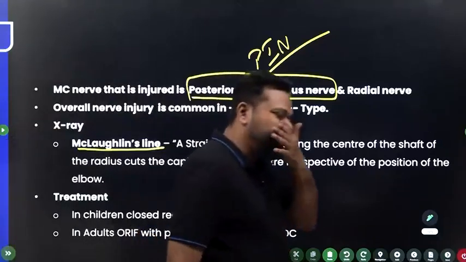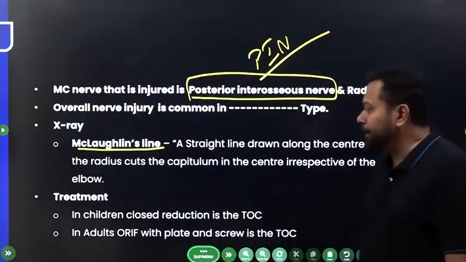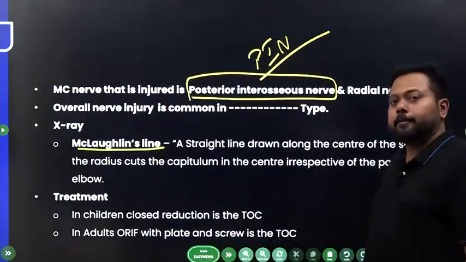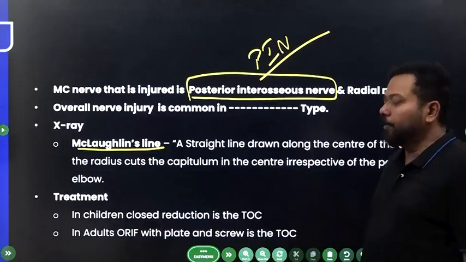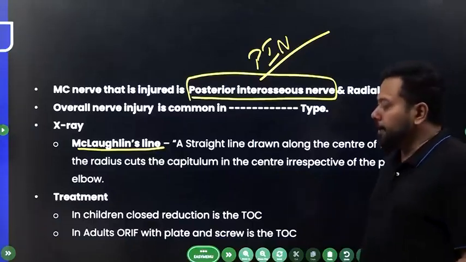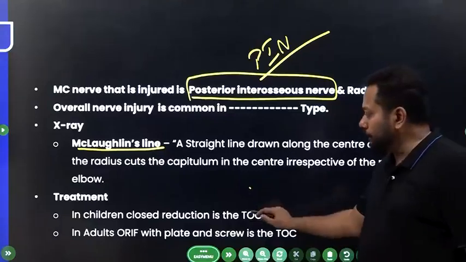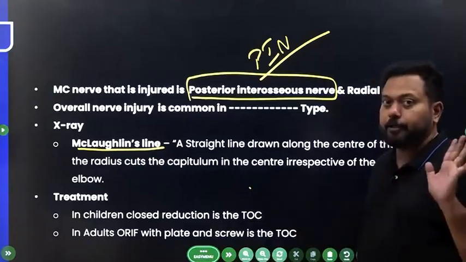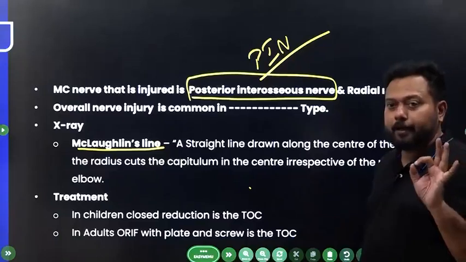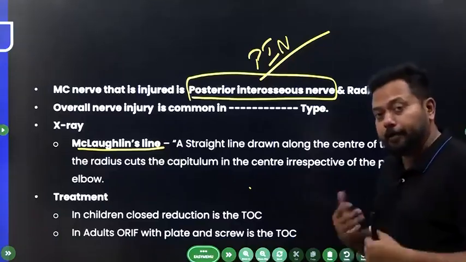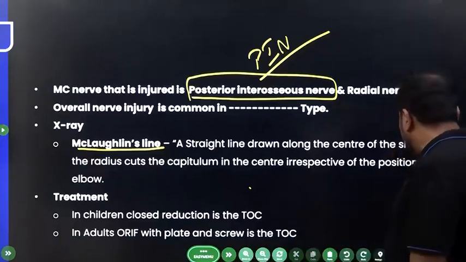And treatment of Monteggia's fracture. In children, you can try closed reduction and above elbow POP slab. In adults, open reduction with plate and screws. So treatment is both conservative and surgical. In a child, we are treating conservatively. In an adult, we are treating it with surgical management.